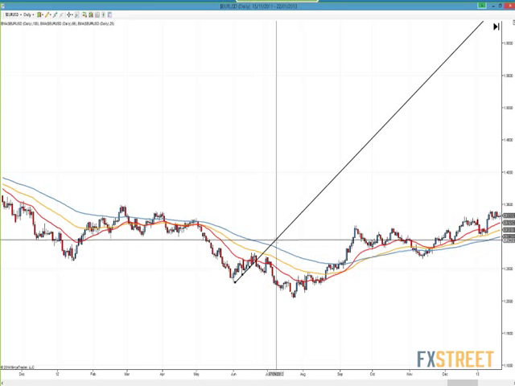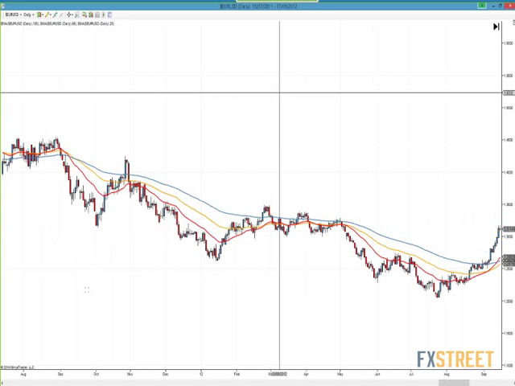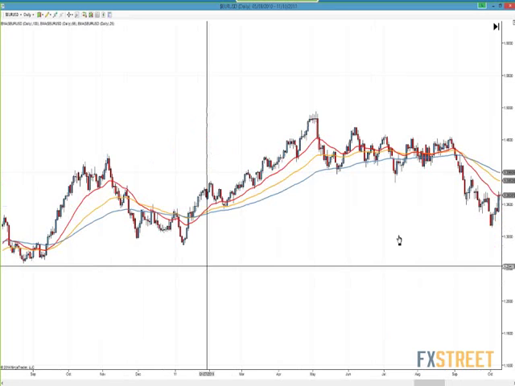What I'm showing you here is a way to stay on the right side of the market and where to look for your opportunities to get back into a trade. Is everybody following this so far?